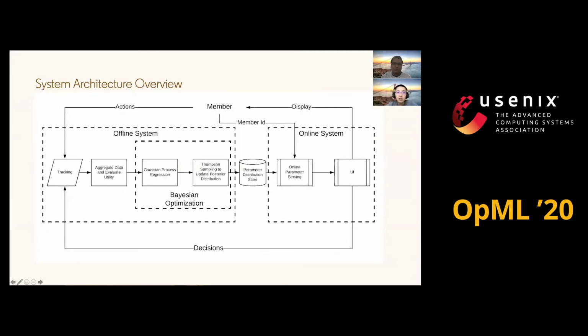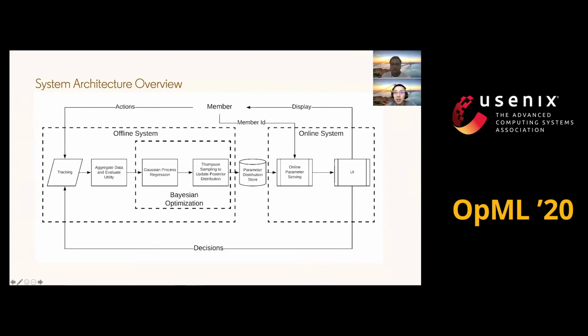Next, I will talk about the infrastructure of our system. Here is a system architecture overview. When a member visits the LinkedIn website, his action is tracked, including whether he clicks on notifications, visits job descriptions, and so on. This information is stored in Hadoop file systems. The utilities we are evaluating are aggregated by members, for example, aggregated click-through rate over members.